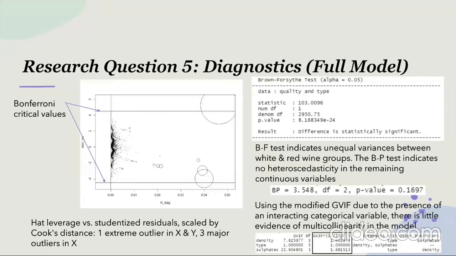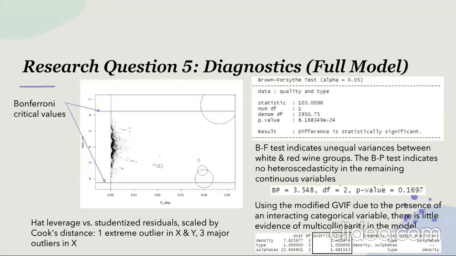A Brown-Forsythe test was then used to evaluate the unequal variances between the two categorical groups, white and red wines. The difference was found to be statistically significant, and so these two groups have unequal variances. To evaluate the unequal variances in the remaining continuous variables, a Breusch-Pagan test was used, but did not find a statistically significant difference, which indicates no heteroscedasticity in density and sulfates.